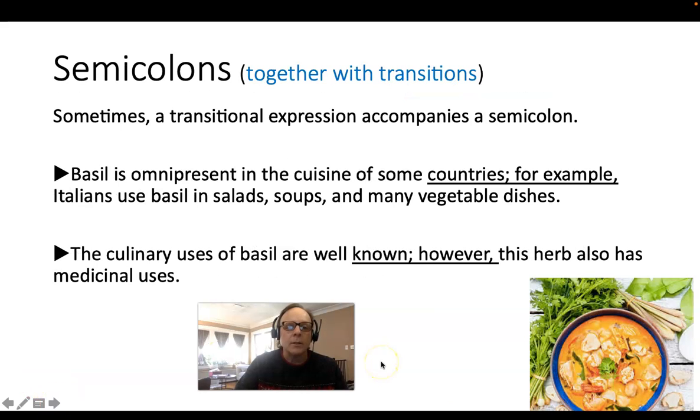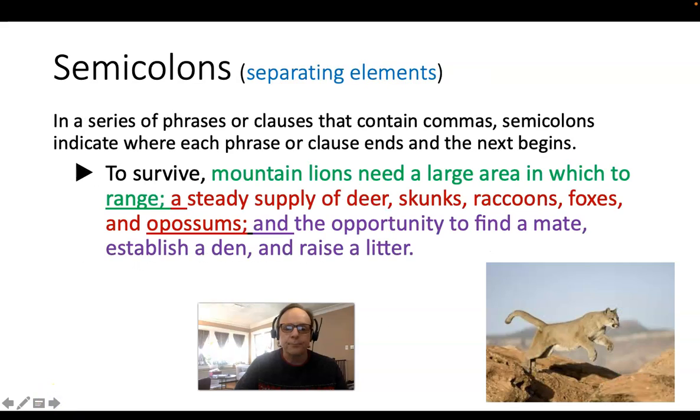All right, semicolons can also work together with transitions. So same thing, independent clause, basil is omnipresent in the cuisine of some countries. Then we have our semicolon, our transitional phrase, for example, and a comma after that. So again, the semicolon is connecting the two independent sentences or clauses, and this transitional word is set off with a comma. Same thing down here, same example if you want to pause this and take a look at it.